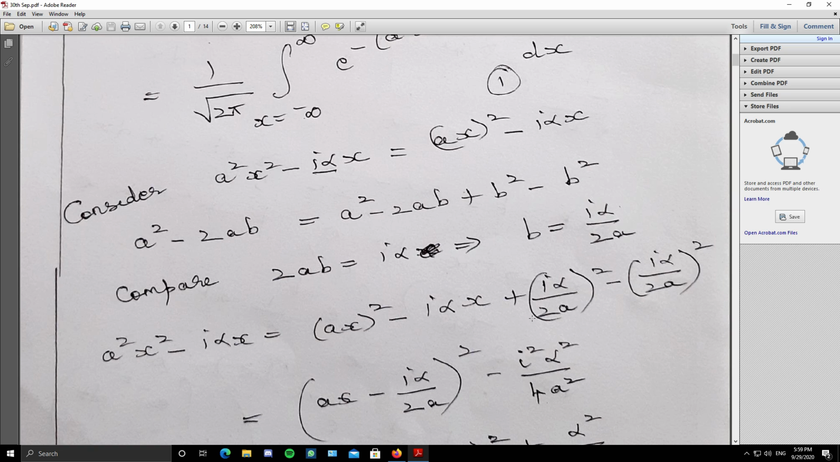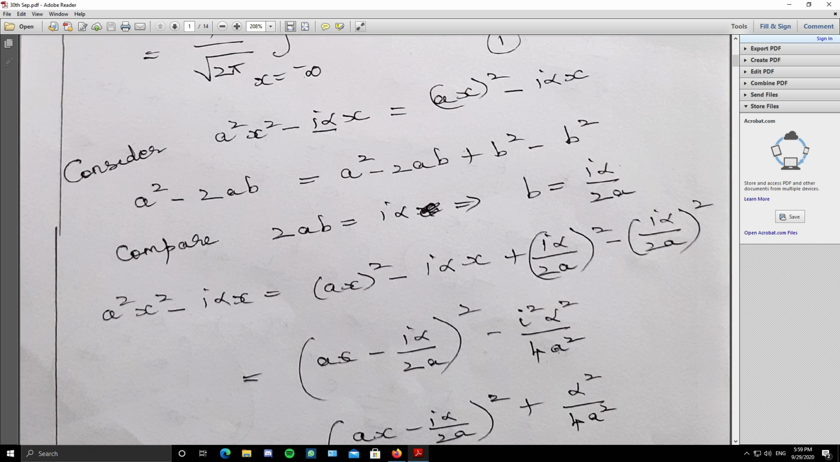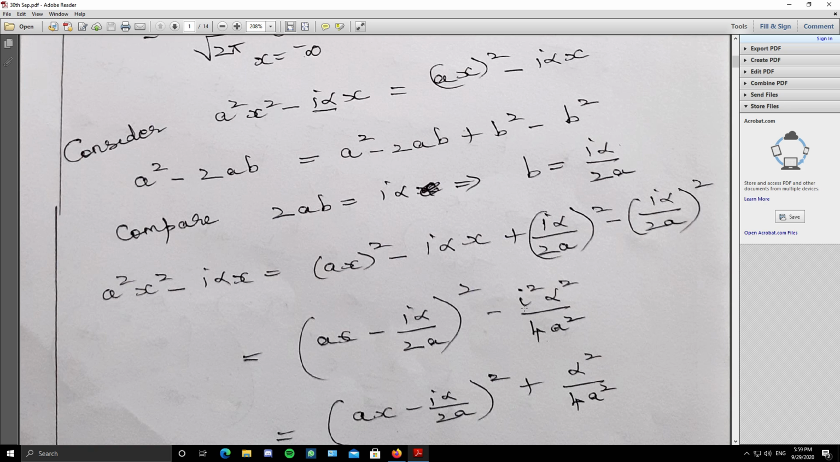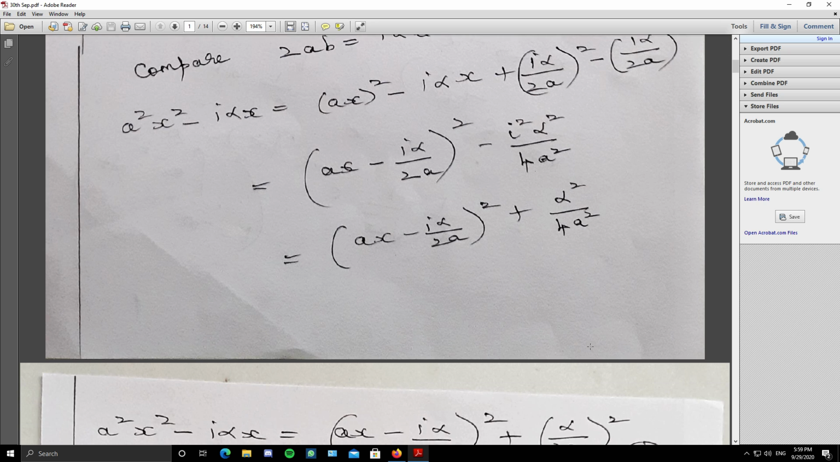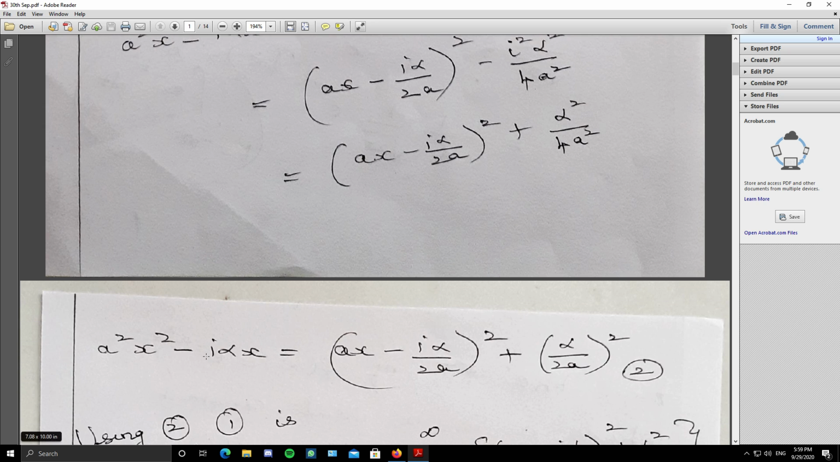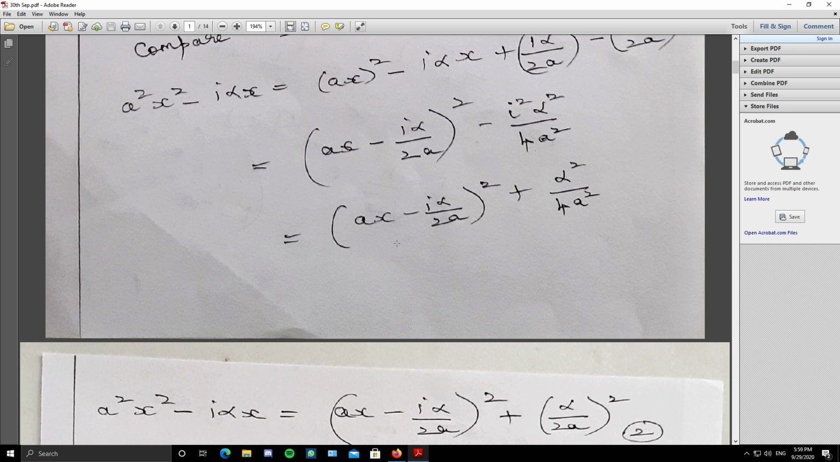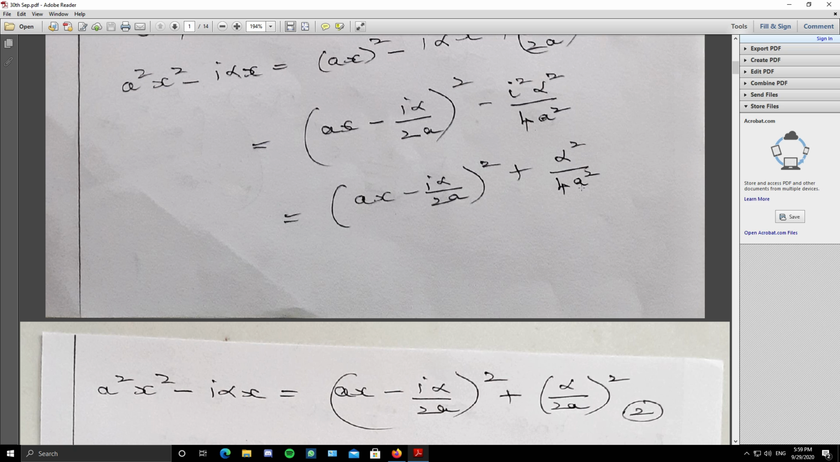I repeat, the first three terms are of the form a minus b whole square. What is a? Ax. What is b? I alpha by 2a. So ax minus I alpha by 2a the whole square minus the last term, that is I square alpha square by 4a square. You know that I square is minus 1. So minus of minus plus alpha square by 4a square. So now I can write a square x square minus I alpha x as ax minus I alpha by 2a the whole square plus alpha square by 4a square.